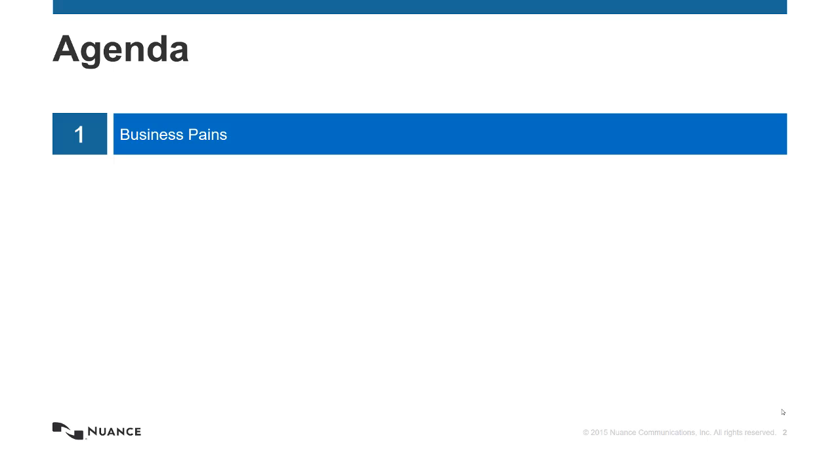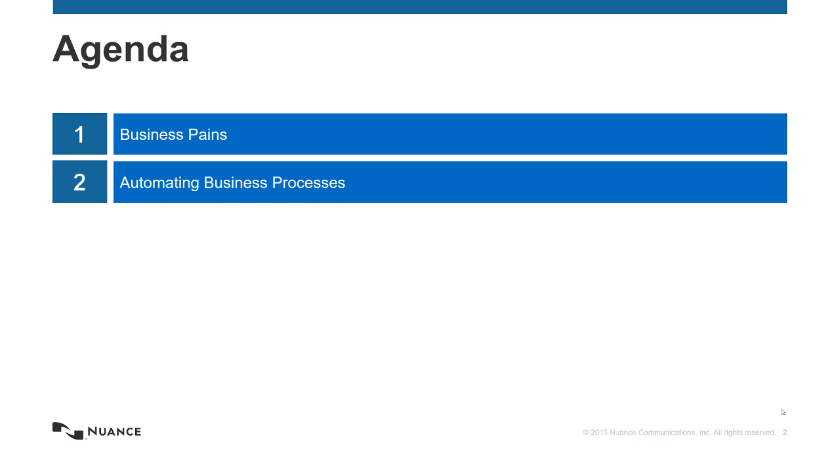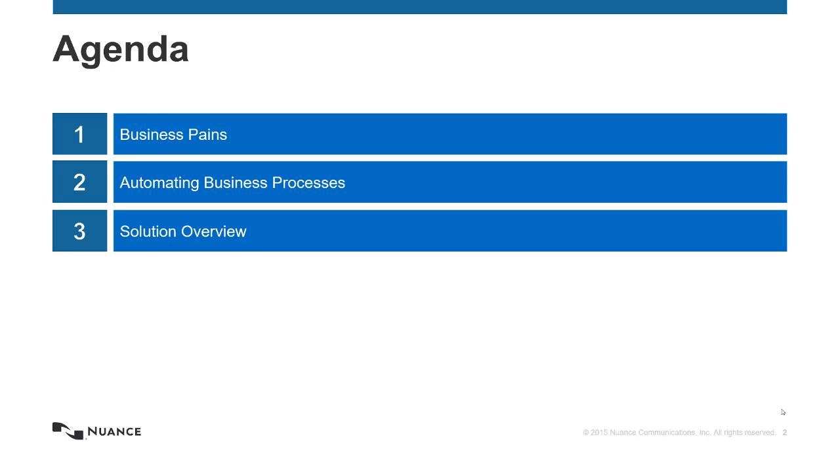In this course, we'll look at a number of elements. Firstly, we'll look at the business pains associated with dealing with multiple types of documents and data. Secondly, we'll look at the ways of automating business processes and the benefits that they can give. We'll look at the solution overview of the automated business processes with AutoStore and OpenForms 360 available from Nuance Document Imaging.